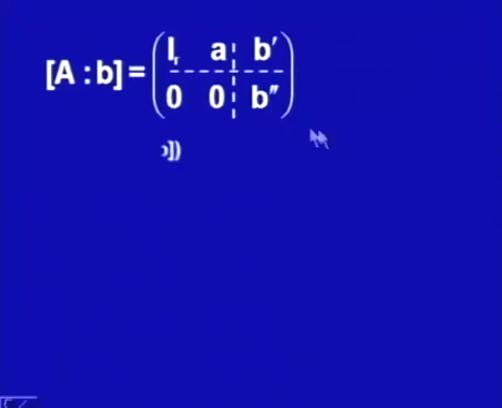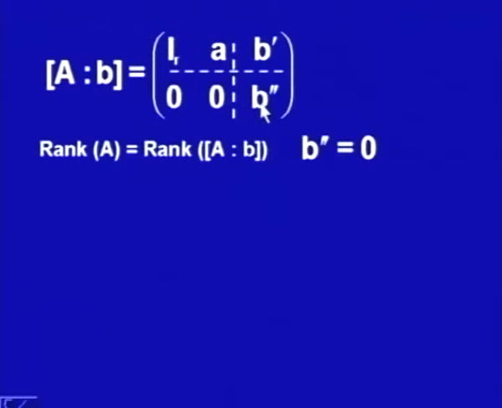Now, here, if rank of A is equal to rank of AB, that means B double dash is equal to 0. If B double dash is not 0, then this is not possible. And if B double dash is 0, then they are consistent, and a solution is possible. If B double dash is not 0, then this condition will not be satisfied, and that means 0 is equal to some non-zero value on this side. So, that is not feasible, and that is why the system will be inconsistent.